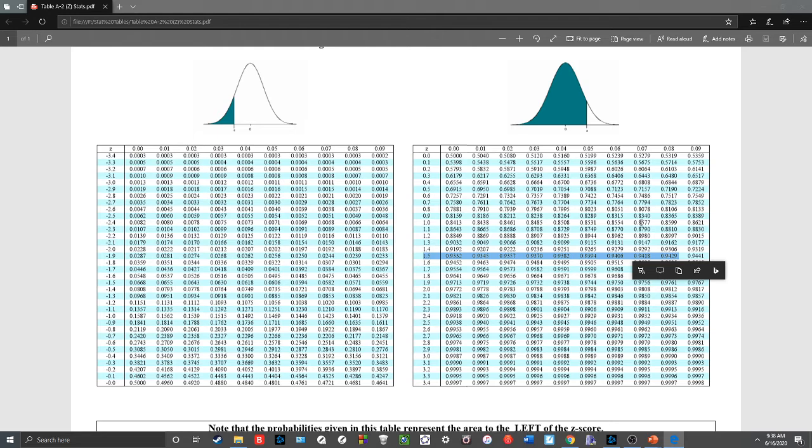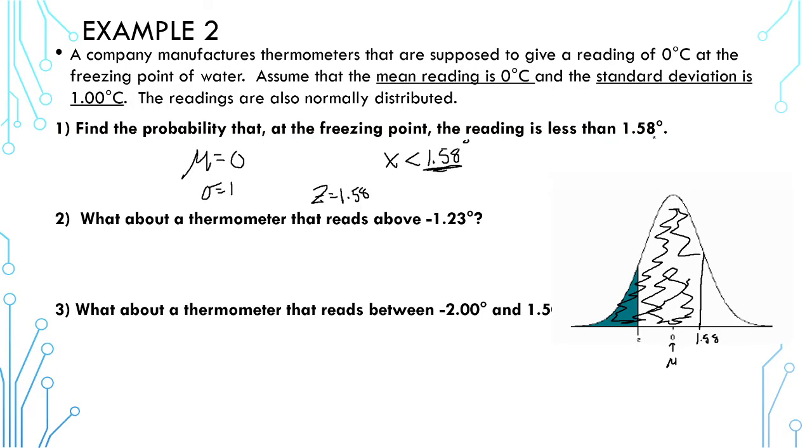But if my question is less than a certain value, all I need to do is find my z-score in this table. Again, first 2 digits on the left-hand column, third digit on the top column, and then find out what that value is, which in this case is 0.9429. And then that's my probability. So if I go back here, the chance that it reads less than 1.58 is 0.9429, or translated, about 94.29%. So it's about a 94.29% chance that my thermometer will give me a reading that's less than 1.58 degrees if I put it in freezing water.